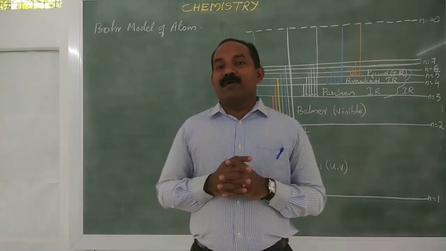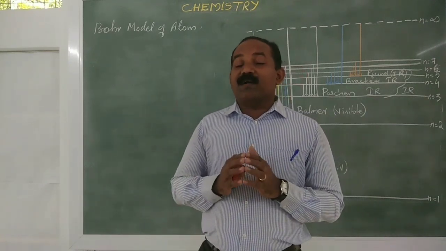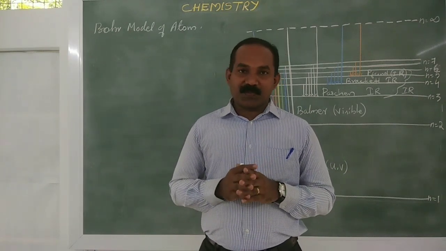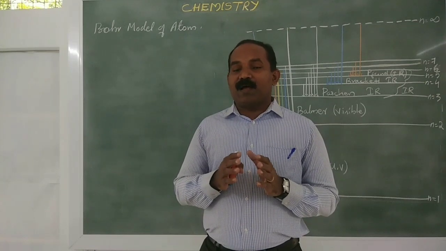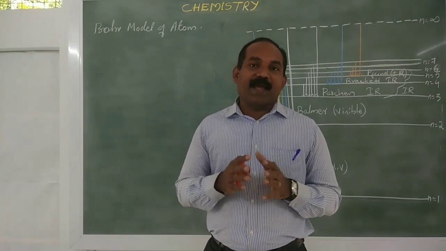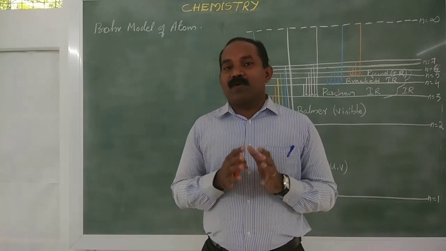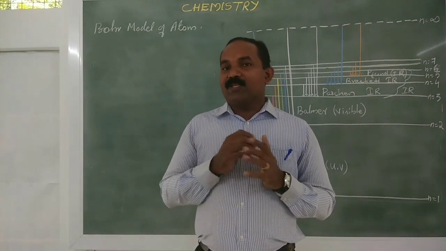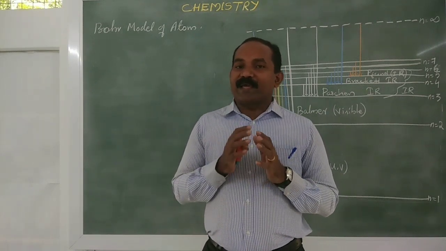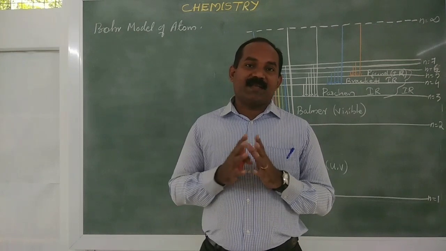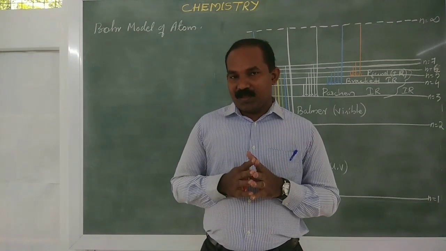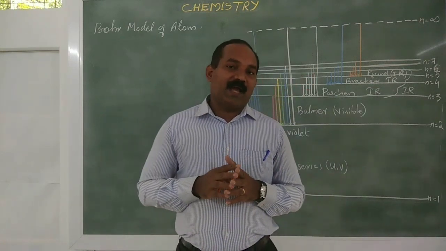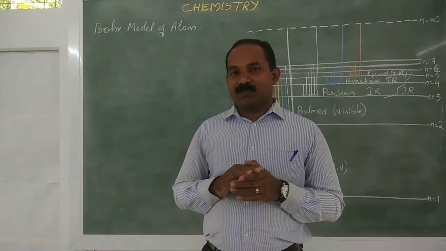The second important merit is he could explain the hydrogen spectrum. Rutherford couldn't explain the hydrogen spectrum, because in the hydrogen spectrum there are many lines. But the Bohr model could explain the spectrum of hydrogen. In the hydrogen atom, only one electron is present.